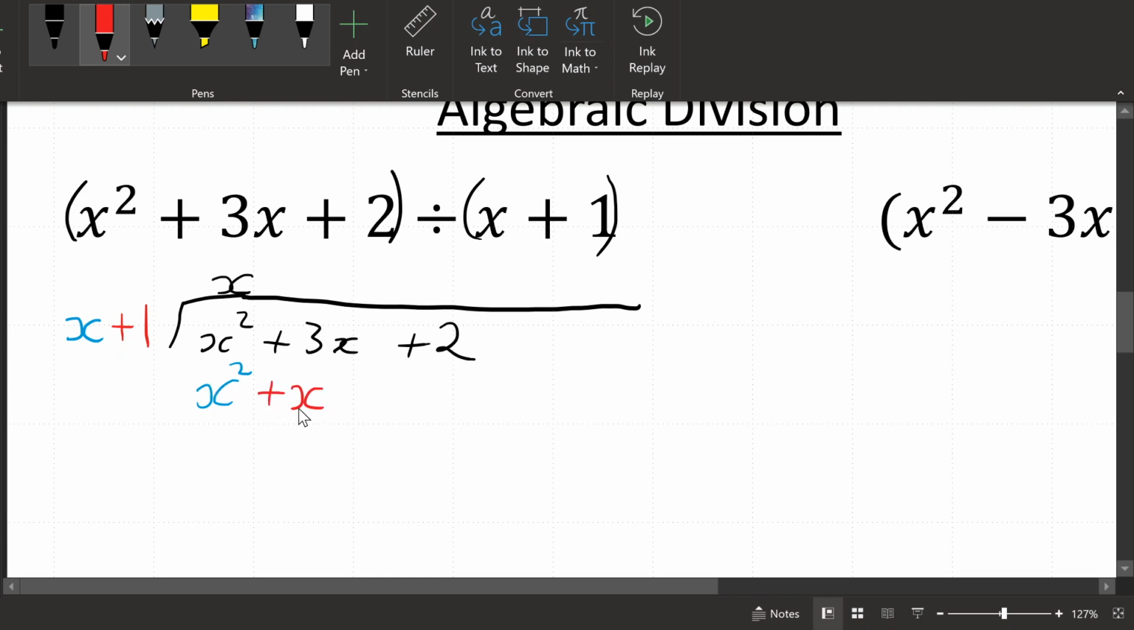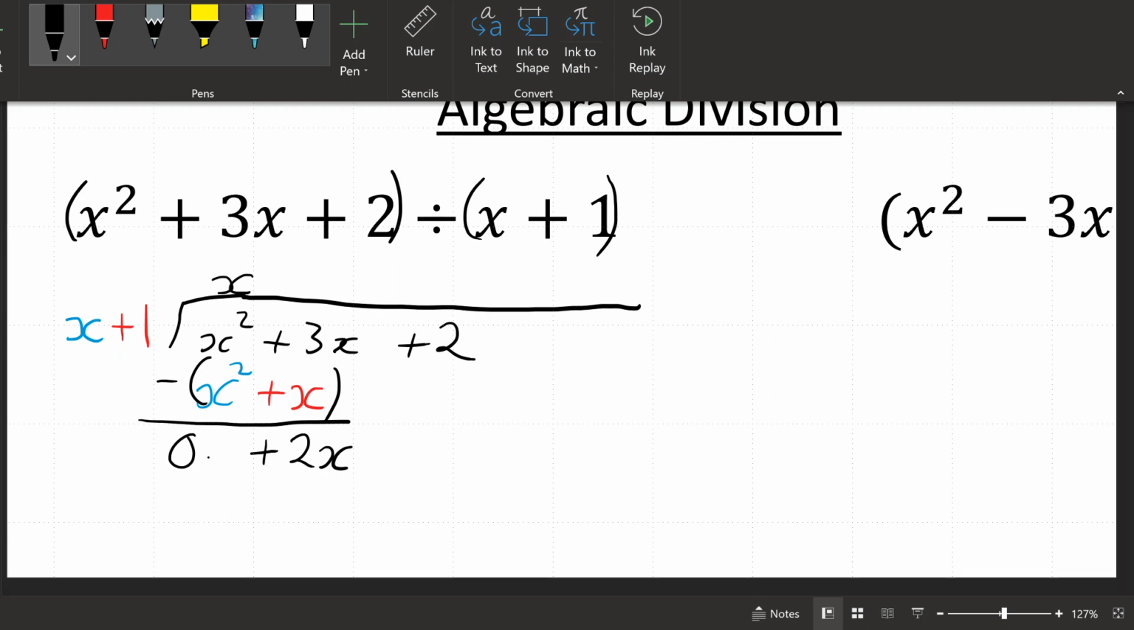and we get an x here, okay? So the idea here is, once we've done that, we're just going to subtract it away in the same way that we would in long division. So we'll get 0 here, right? Because x squared minus x squared is 0, plus 3x minus x, because it's minusing the whole thing away from it. It's going to be 2x.